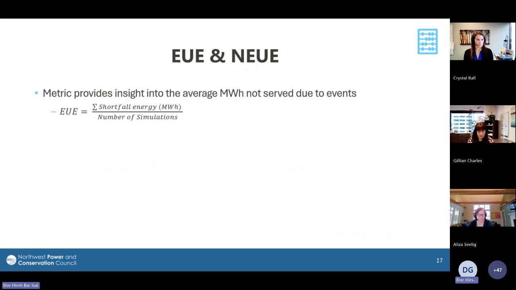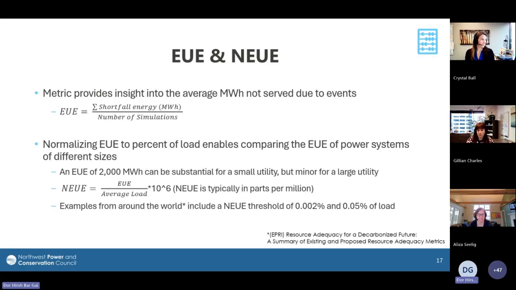In terms of expected unserved energy, it provides insight into the average unserved. We sum all of the energy that couldn't be supplied, we divide it by the number of simulations, and that gives us the EUE. As I mentioned in the overview, it's not fair to compare a small utility's EUE with a large utility's EUE because 2,000 megawatt hours could be substantial for one, and it could be very insignificant for another. Again, 2,000 is arbitrary. You can choose any number.